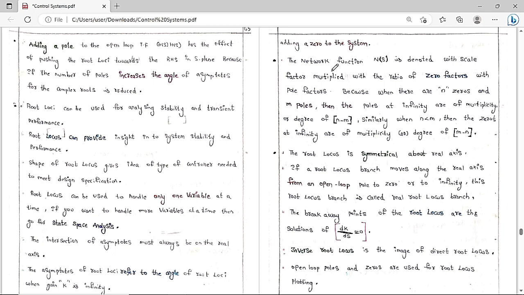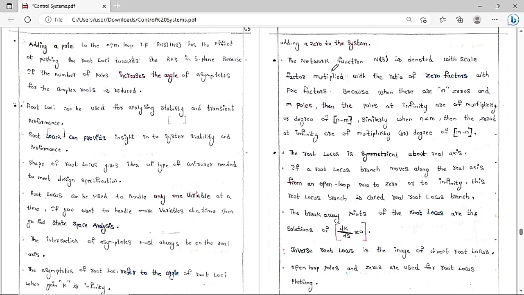So basically, what I am trying to tell you is, if the number of zeros is more than the number of poles, then the number of poles present at infinity is n minus m. Similarly, when n is less than m, meaning the number of zeros is lesser than the number of poles, then the number of zeros at infinity is of multiplicity of degree m minus n.